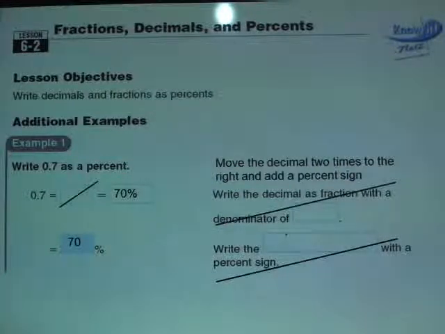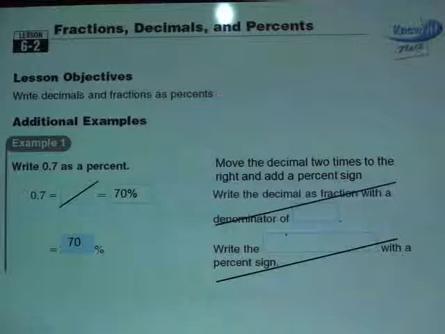Chapter 6, Section 2 is entitled Fractions, Decimals, and Percents. What we're going to spend a lot of time working on in Chapter 6, Section 2 is those transitions: transitioning from fraction to decimal, decimal to percent, fraction to percent, percent to fraction, whatever mix we can come up with. That's really what we're going to spend time talking about. So let's go ahead and start off with number 1.